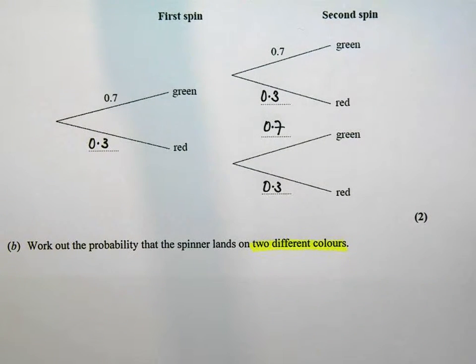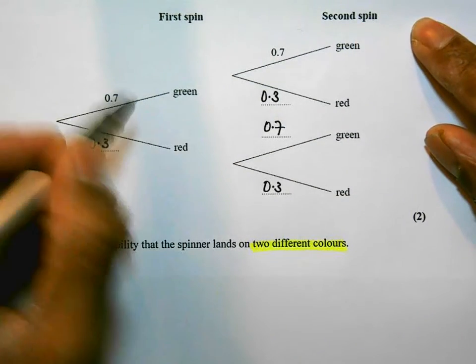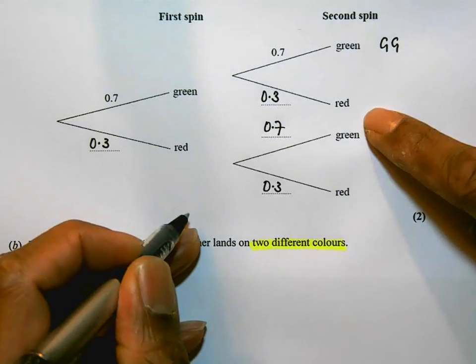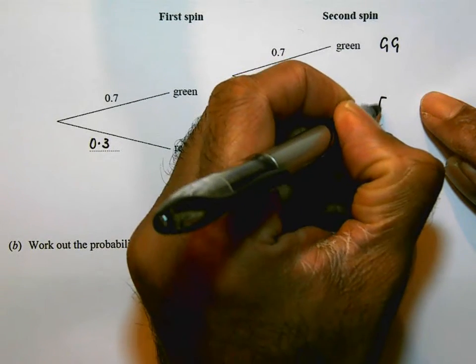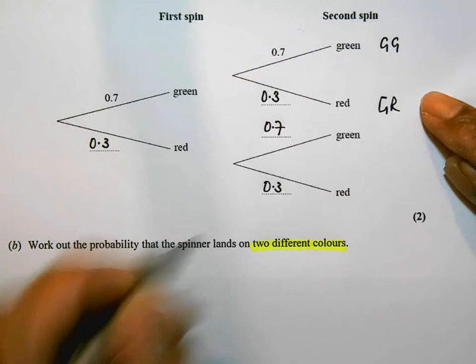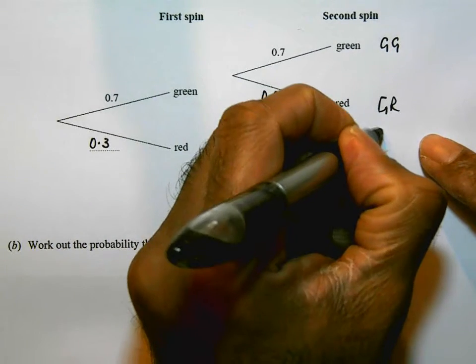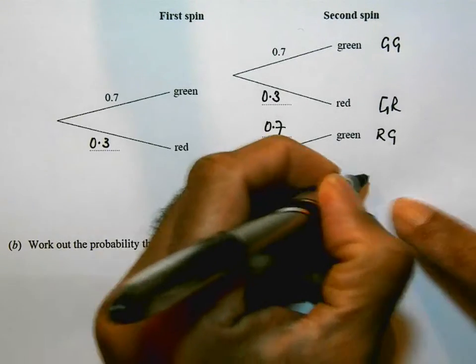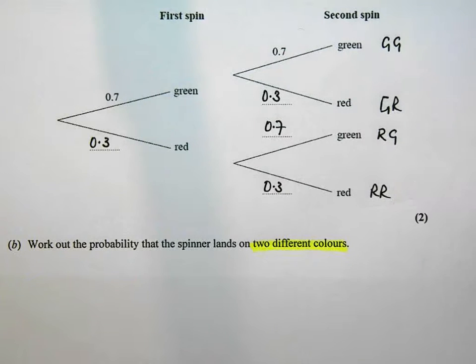So along this branch at the top, if she gets a green first and a green second, this is green, green. At this point, it's a green first and a red second, so that's green, red. At this point, a red first and green second, so red, green. And at this point, it's a red first and a red second, so red, red.